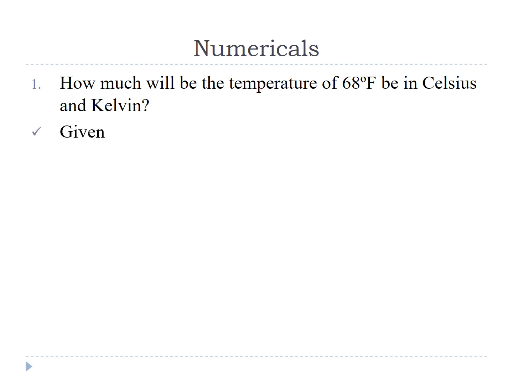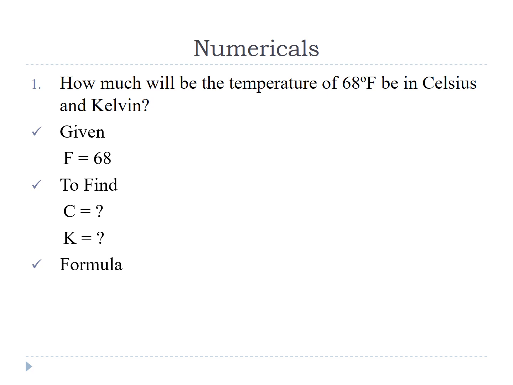What do we have? We have the temperature given in Fahrenheit. So we write F for Fahrenheit. F is equal to 68. That's the only thing that's been given to us. To find, what are we supposed to find? We are supposed to find the temperature in Celsius. That is why C is equal to question mark. And we are supposed to find the temperature in Kelvin. So K is equal to question mark.